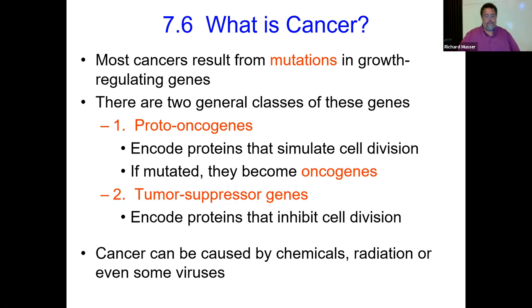All sorts of things can cause these mutations. You can run around the wrong chemicals too much, or get radiated too much. Viruses are also very keen on making cancer cells as well. I don't want to scare anybody that's had mono, but you're more likely to get cancer if you've had mono, for instance.